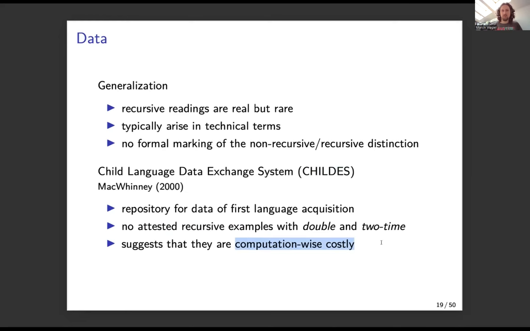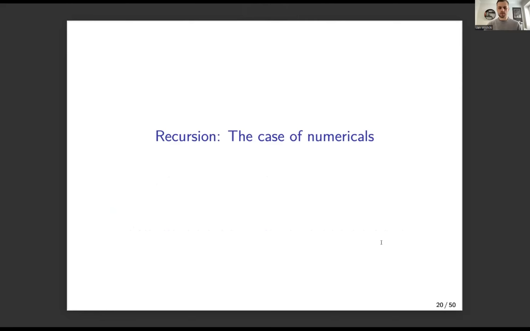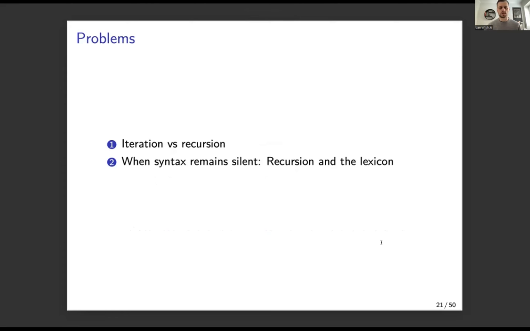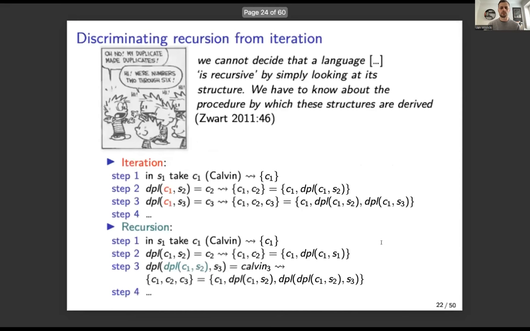And now, Jan continues. Okay, so once we know that numericals do involve something like a recursive interpretation, there are at least two problems that should be addressed. The first one is whether we are really dealing with recursion or maybe this is just iteration. And another is how we can explain the not innocent fact that there seem to be recursion within the lexicon, so without syntax. So let's address them one by one.